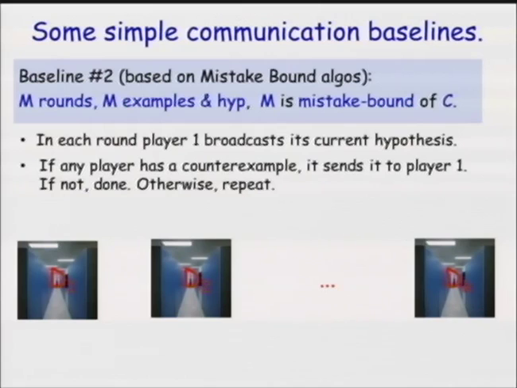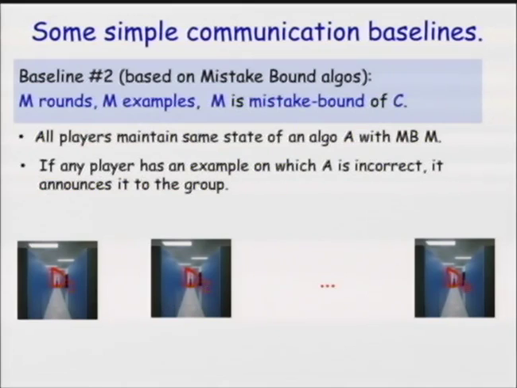And it's immediate to see that based on the mistake bound guarantees, the total amount of communication in this setting, in terms of the number of examples communicated and also the number of hypotheses communicated, is M, where M is the mistake bound of the concept class. In fact, if we have each player run a shadow copy of the mistake bound algorithm, then we would only have to communicate M examples. So as opposed to the previous baseline, here there is no dependence on 1 over epsilon, but the number of rounds of communication can be as large as M, where M is the mistake bound of our concept class.